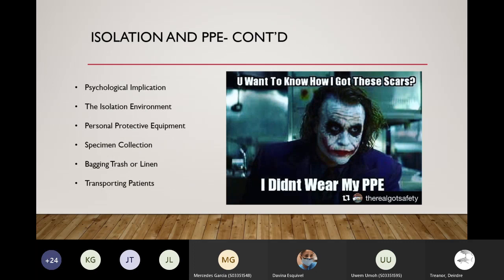Psychological implications of isolation and PPE. Loneliness, disrupted social relationships, increased depression, body image changes because they think they're unclean, lack of sensory stimulation. A lot of people don't want to visit patients in isolation because they have to put all that stuff on and it's such a pain. But you need to encourage that. You need to encourage family to come and see the patient, make sure they're instructed on appropriate use.